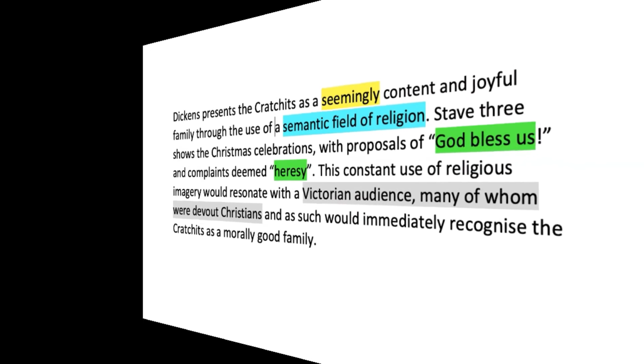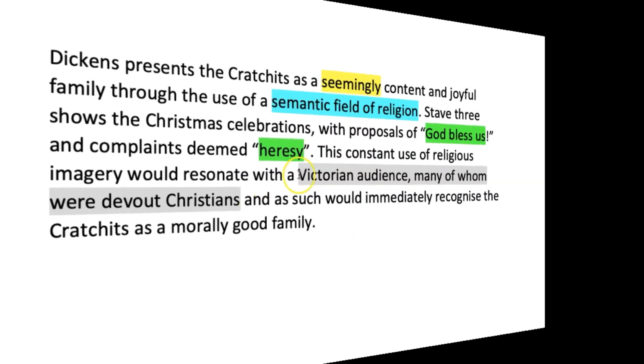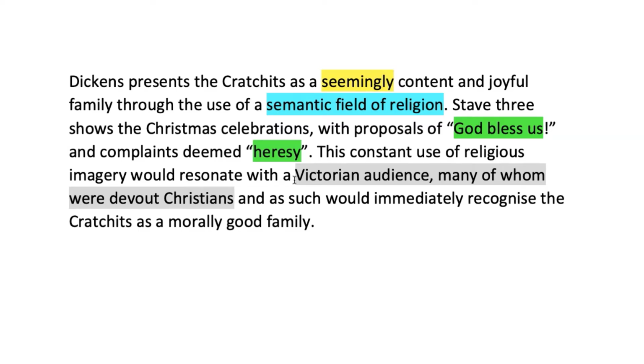And Lissy is so good at that she's able to write this grade 8 or 9 essay in 507 words. And if I tell you that the average grade 8 essay is at least 700 words long, you'll see how useful embedded quotations are going to be. Then in grey here, I want you to notice how she uses context, not to show the examiner that she knows about the time, but to back up her point. The Victorian audience, many of whom were devout Christians, backs up the point that Dickens wants a semantic field of religion. It makes sense in order to persuade his readers. That's how to use context.